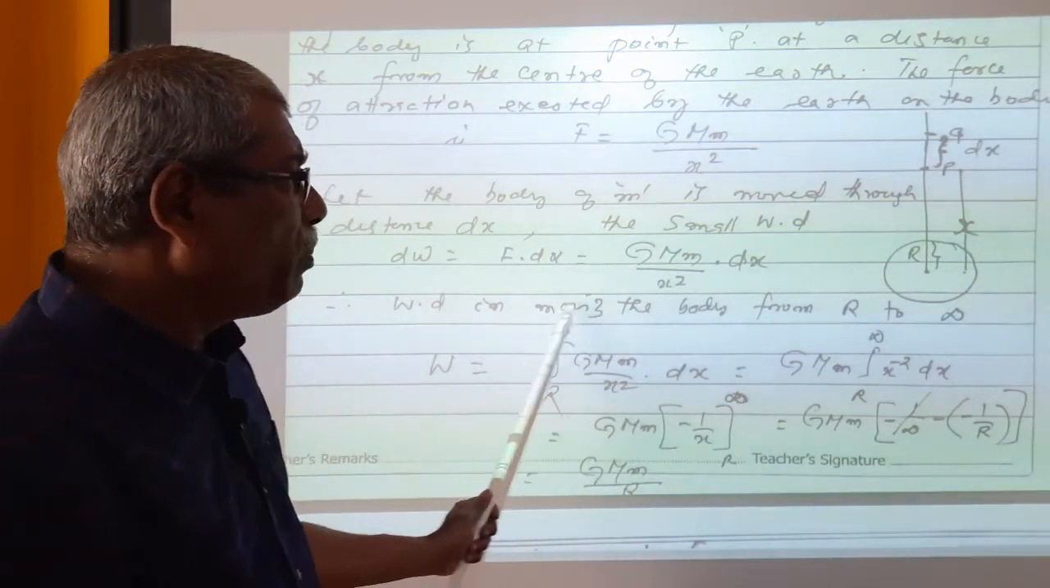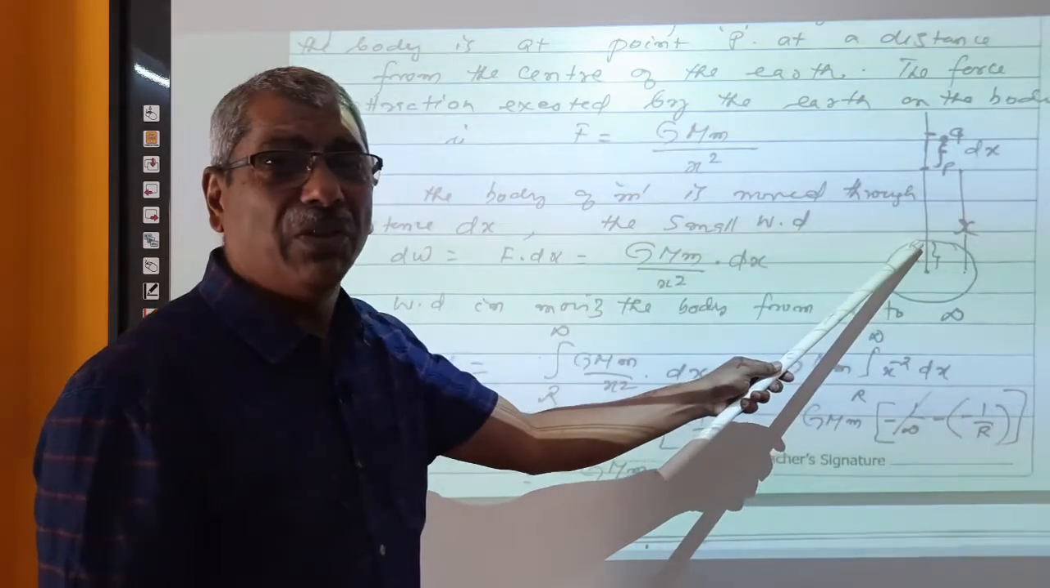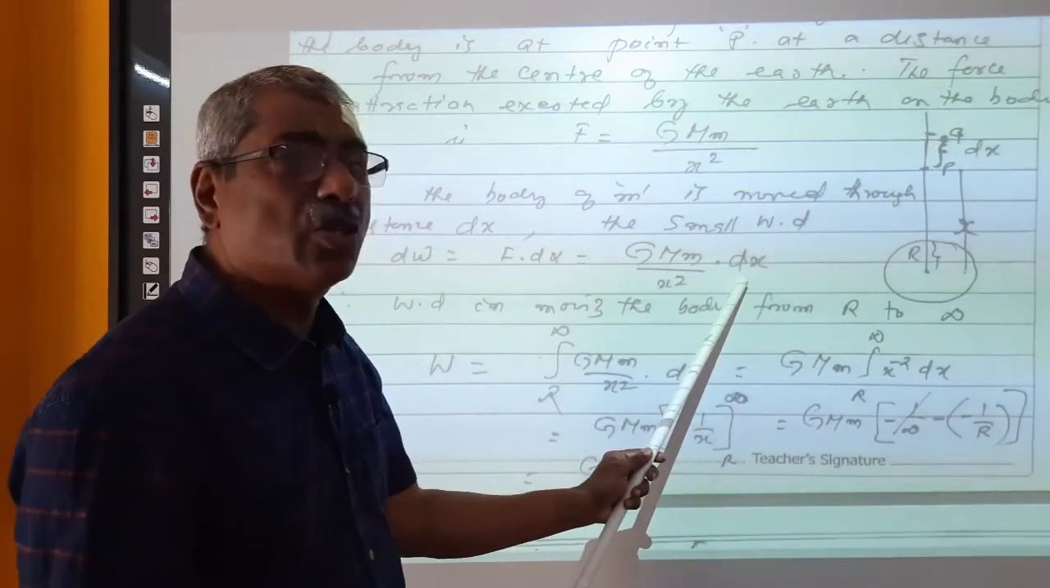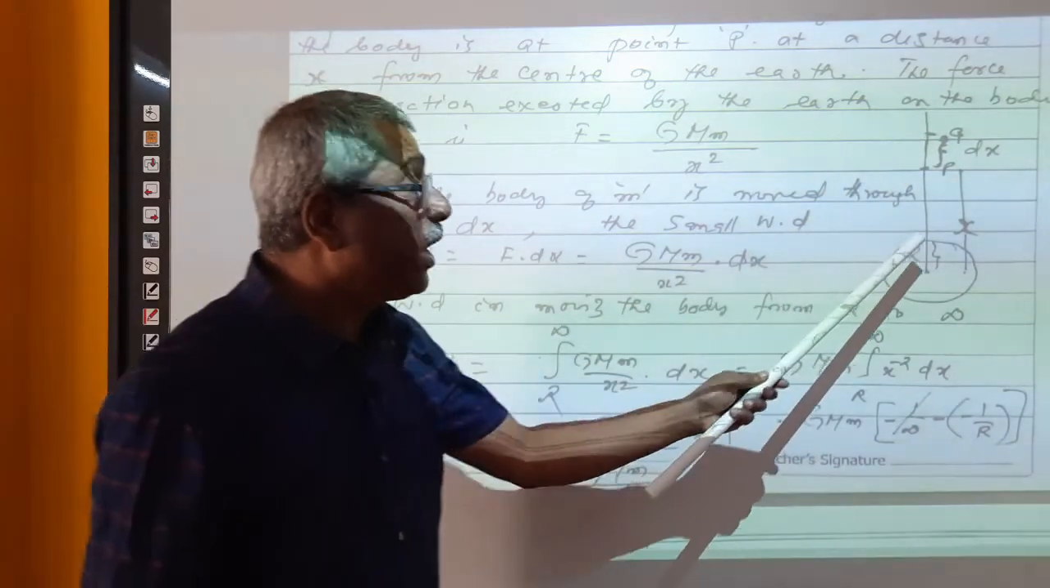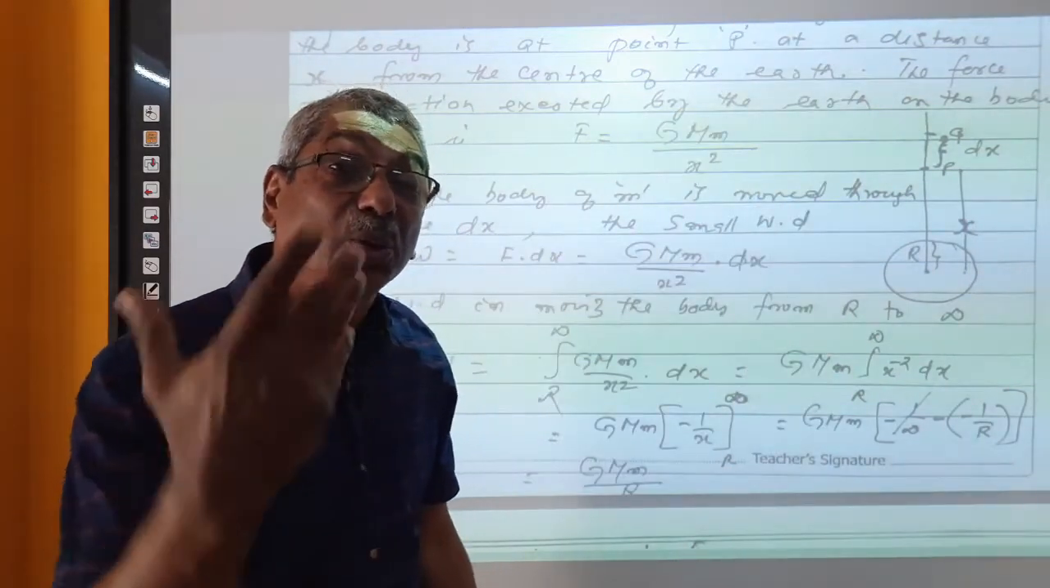The work done in moving the body from R to infinity, that means from the surface, within the field of the body, if a body is taken through a small distance, the small work done is this much. So, if the body is taken from the surface of the earth to an infinite separation, what is the total amount of work?